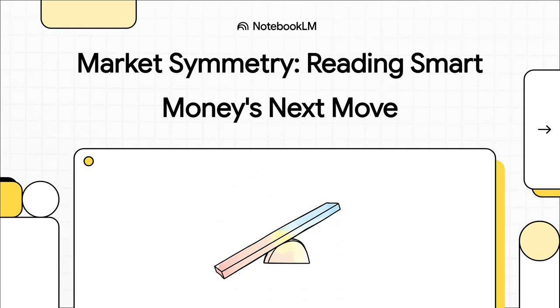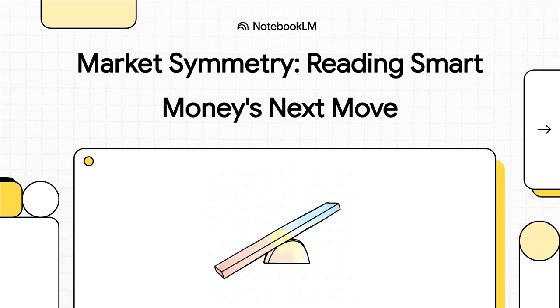Hey, welcome back. Have you ever jumped on what looked like a perfect breakout just to get absolutely slammed as the market reverses on you? Yeah, it's one of the most frustrating things in trading. But what if I told you that reversal wasn't random? What if it was actually a footprint, a clue left by smart money?